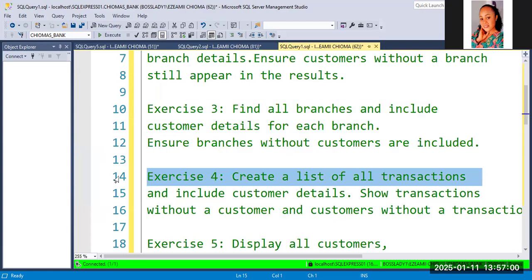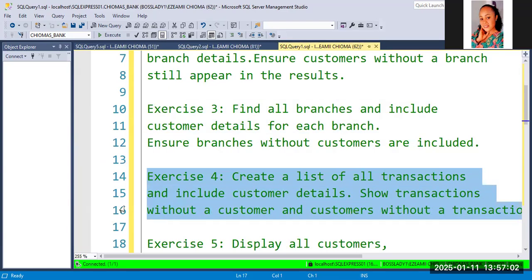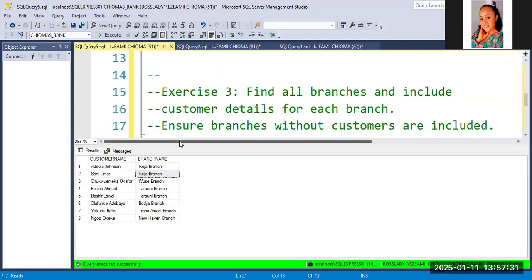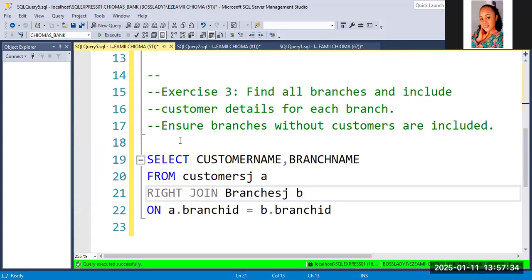Question number 4 says, create a list of all transactions and include customer details. Show transactions without a customer and customers without a transaction. So look at the question. We need our transaction table and our customer table, and we want everything. We want all the customers and all the transactions. We want customers without a transaction and transactions without customers. Did you get the question now? What it means is that we want everything from both tables.